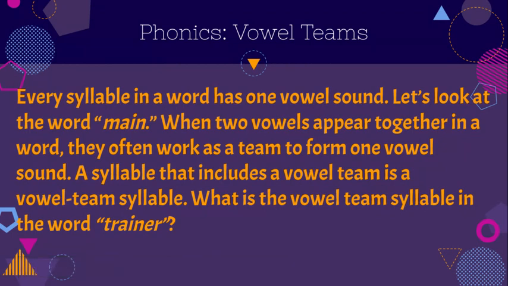What is the vowel team syllable in the word trainer? Well, think about the word trainer. It has two syllables. Train-er. Which one of those syllables has a vowel team? It's the first syllable, train. It's got the A and the I together that might make that long A sound.